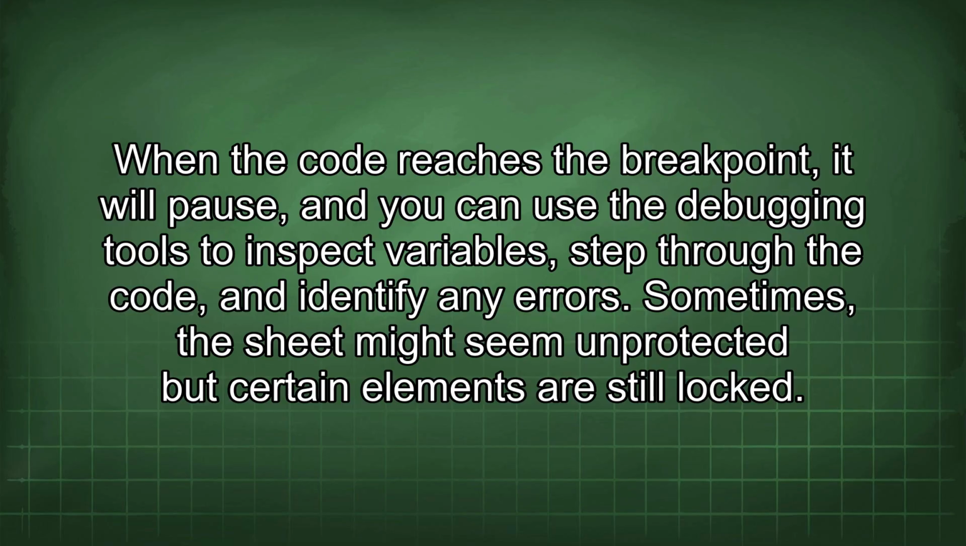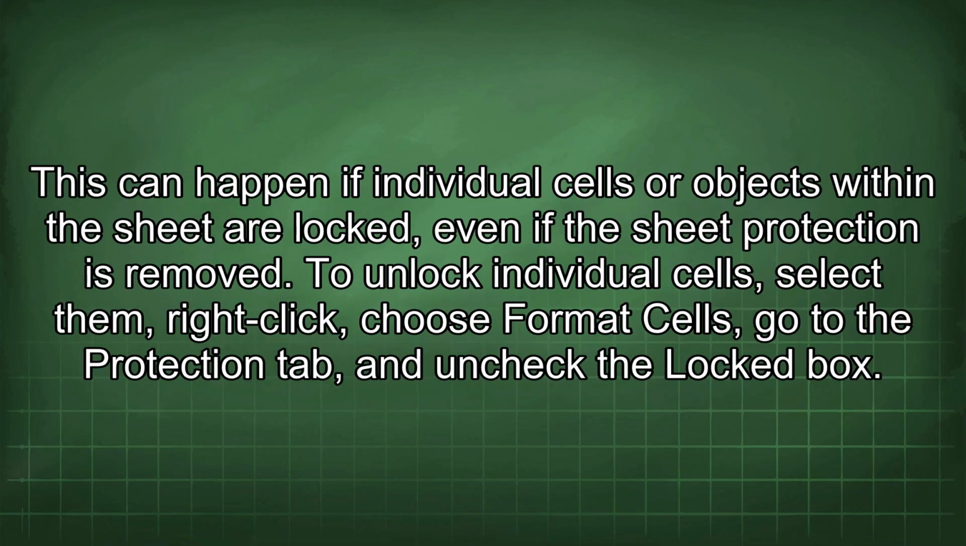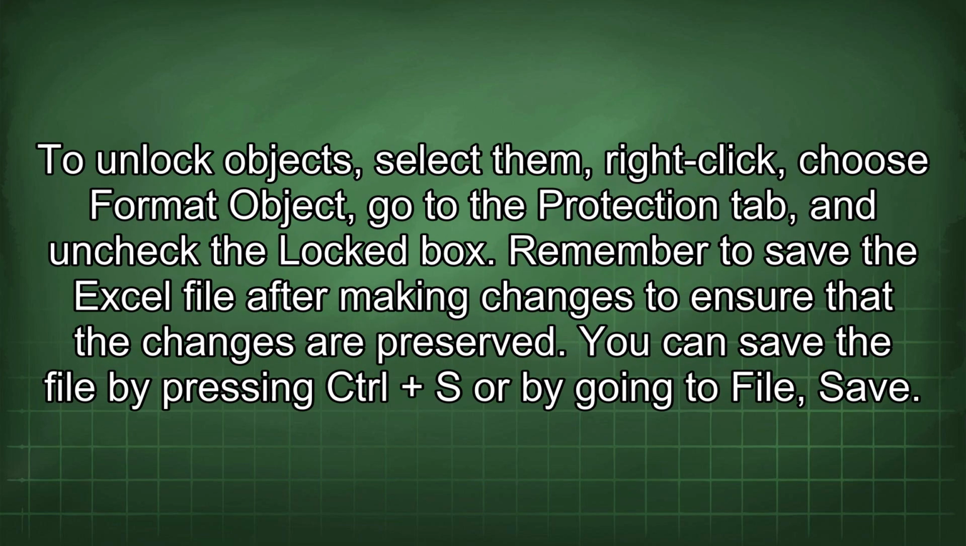Sometimes, the sheet might seem unprotected, but certain elements are still locked. This can happen if individual cells or objects within the sheet are locked, even if the sheet protection is removed. To unlock individual cells, select them, right-click, choose Format Cells, go to the Protection tab, and uncheck the locked box. To unlock objects, select them, right-click, choose Format Object, go to the Protection tab, and uncheck the locked box.